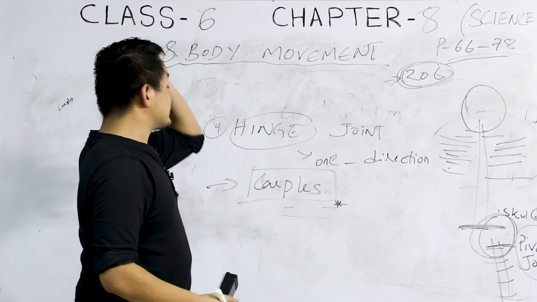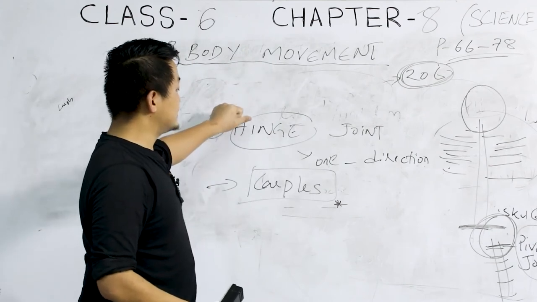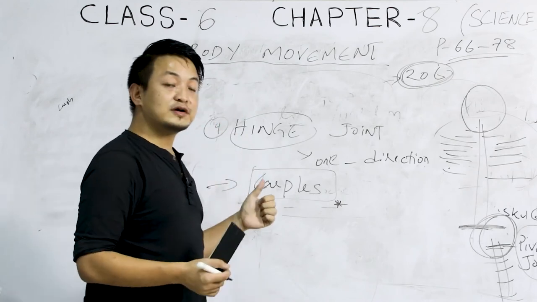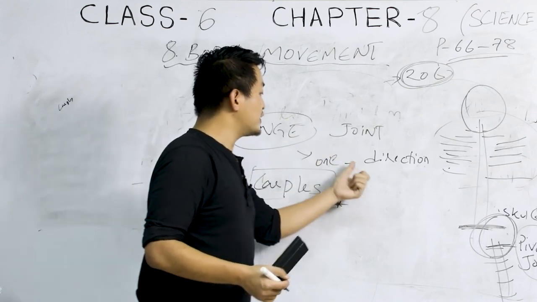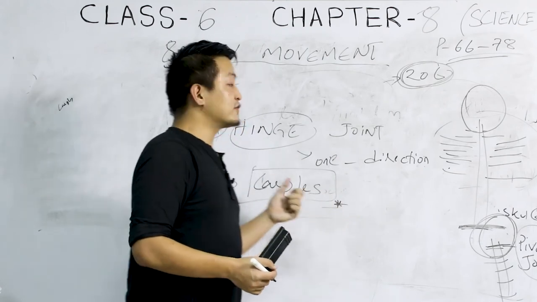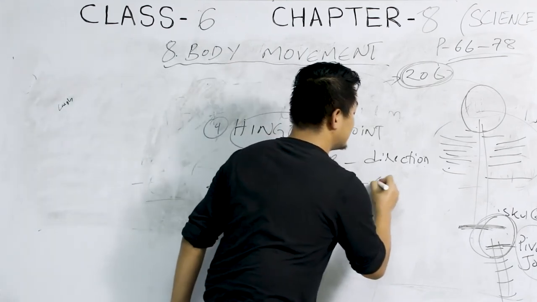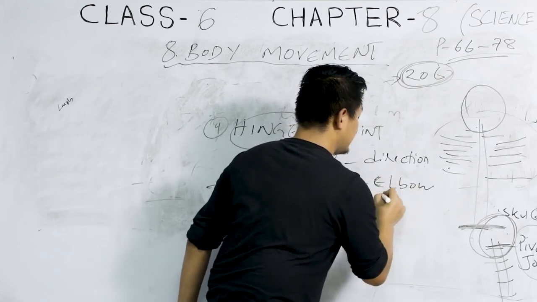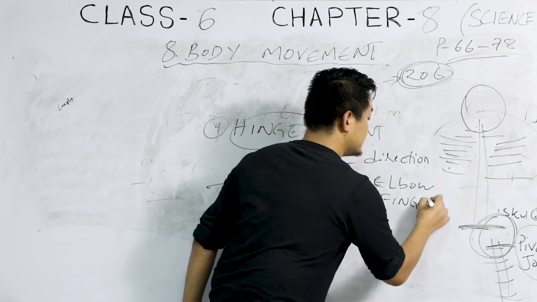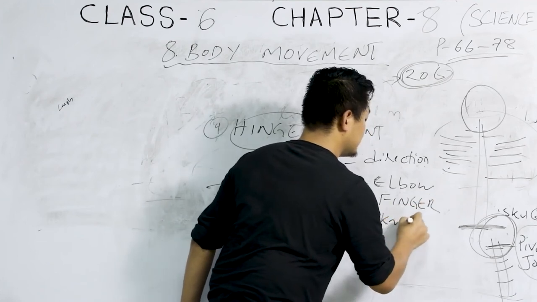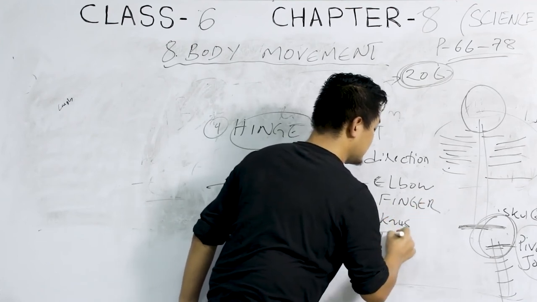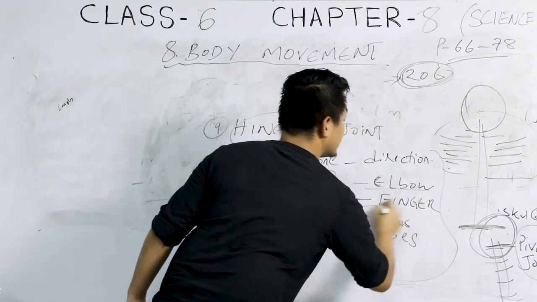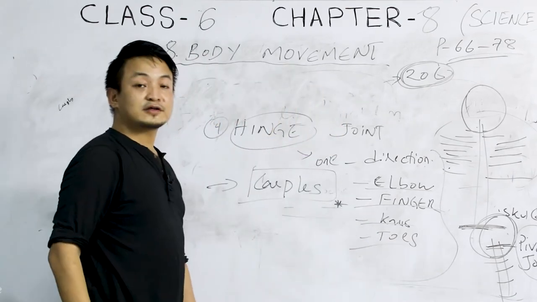Okay, students, in this hinge joint, what you have to remember is the parts where only one direction of movement is applicable. Clear? So I'll write here: elbow, finger, and toes. These are the points which you have to remember.